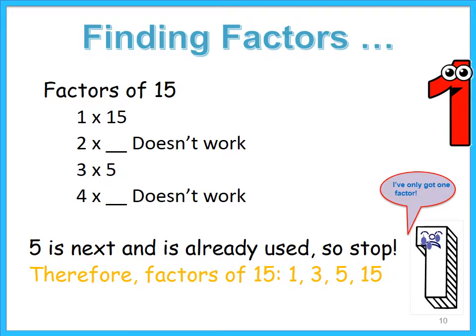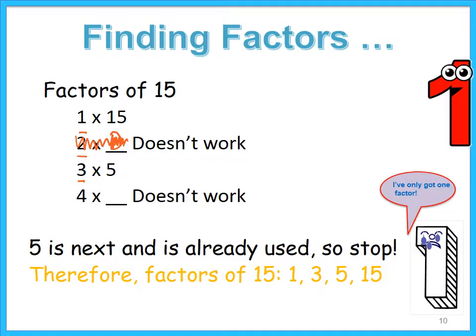Let's try another one. Factors of 15. We start at 1. 1 times 15. 2 times nothing works. No whole number. 2 times 7.5 equals 15, but we want whole numbers. We don't want halves or anything like that. So it doesn't work. So basically there's no need to write that line down.